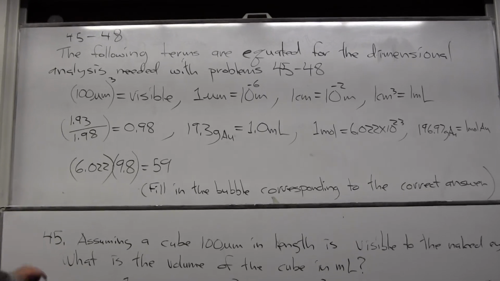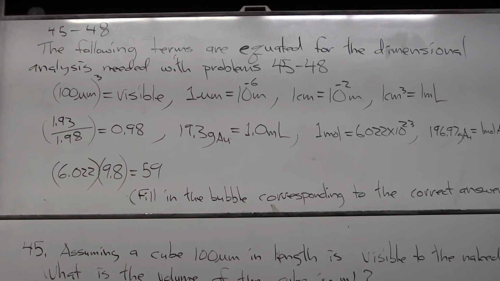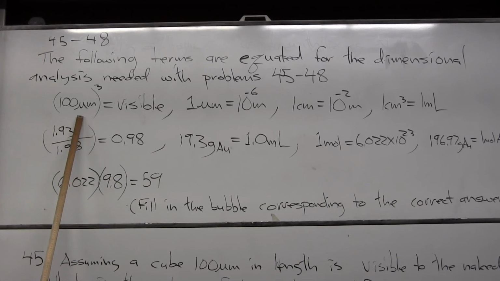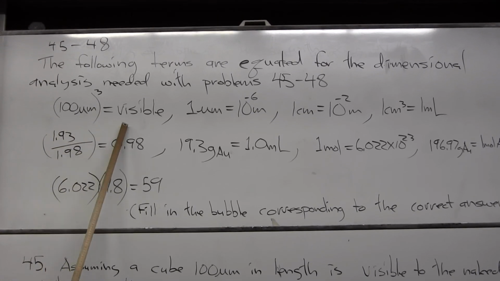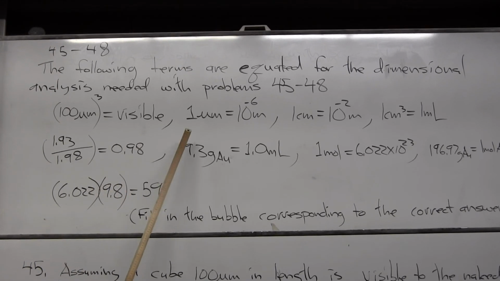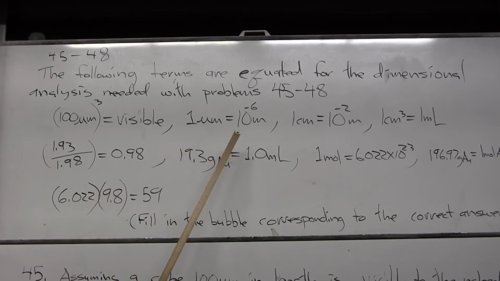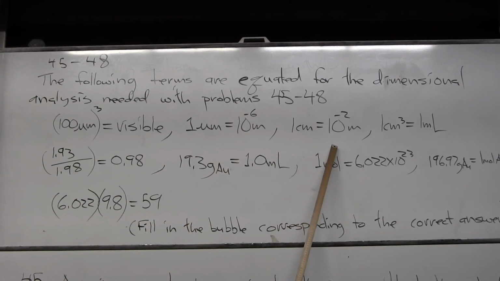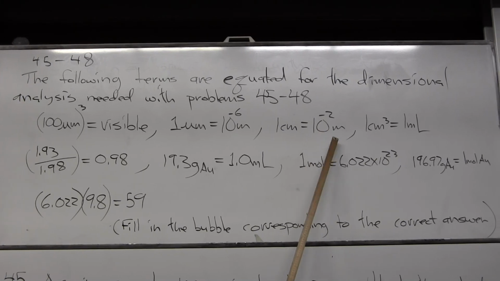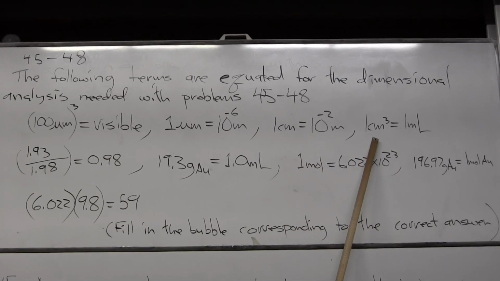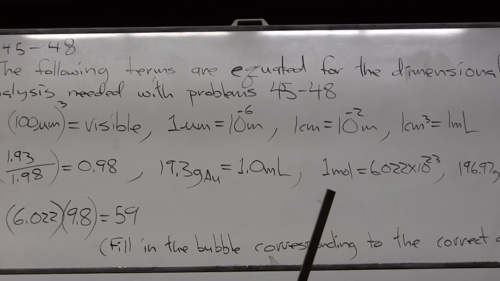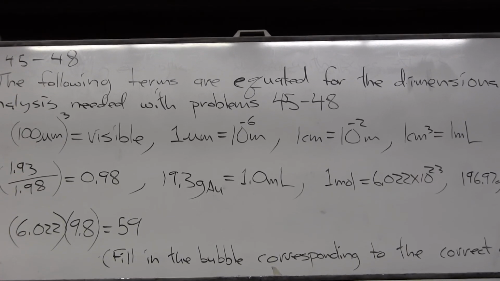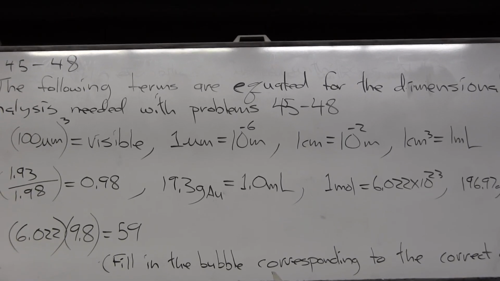I give you 100 microns, or micrometers, cubed is visible. 1 micrometer, a micron, is 10 to the minus 6 meters. 1 centimeter is 10 to the minus 2 meters. 1 centimeter cubed is 1 milliliter. 1.93 divided by 1.98 is 0.98.